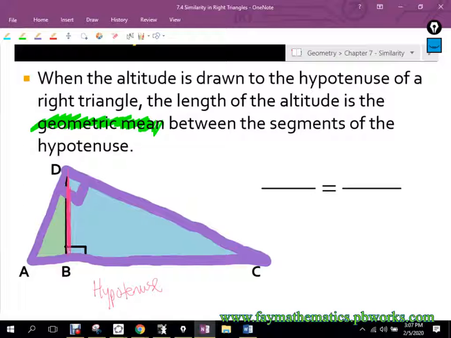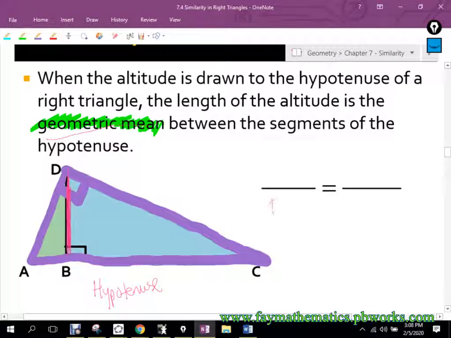So in this theorem, when it says hypotenuse, it's talking about the one for the purple triangle. It's talking about the overall one, or the one that you started with. It says when the altitude is drawn to the hypotenuse of a right triangle, the length of the altitude. In this case, the altitude's length would be BD, right? So the length of the altitude is the geometric mean.